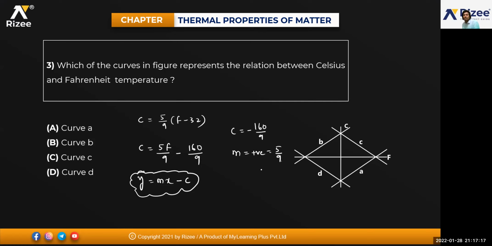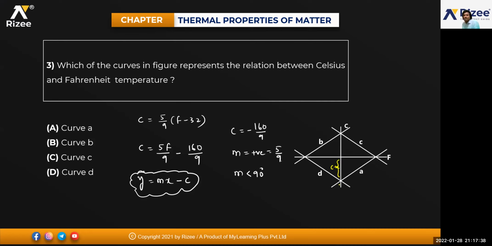Slope will be positive, which means the slope angle must be lesser than 90 degrees, and C should be constant. So C should be negative first. First try to identify the curve which has a negative C.